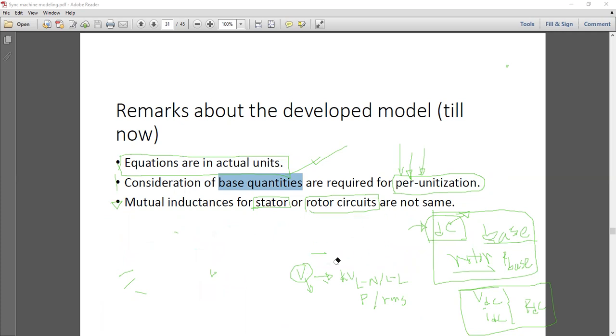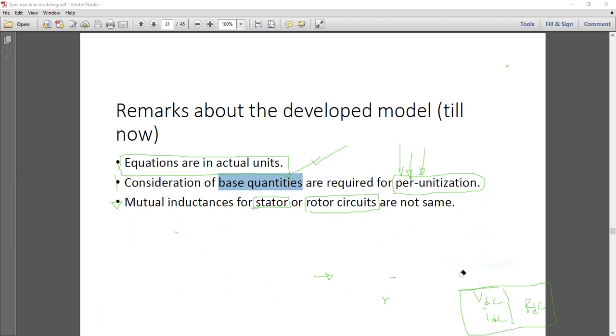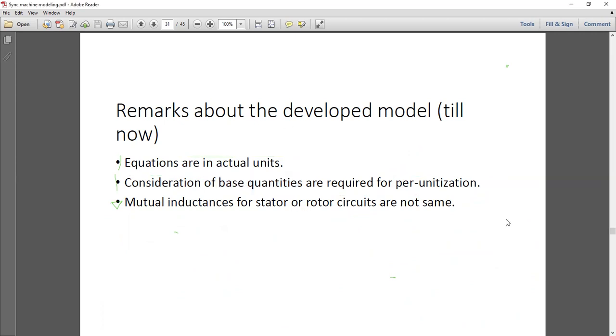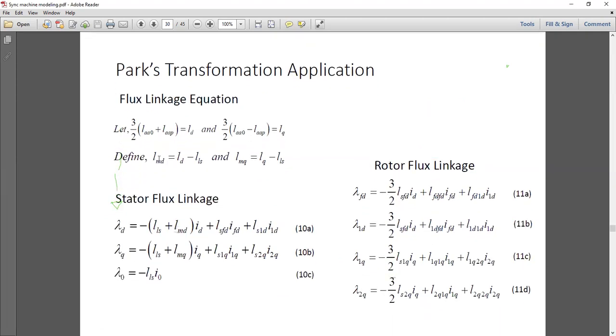So in the stator circuit mutual inductance and the rotor circuit mutual inductance, for ease of calculation we expect them to be equal. But unfortunately here, we see that LMD is the D-axis mutual inductance and LMQ is the Q-axis mutual inductance, and they are not the same. We have LD minus LS, LQ minus LS. What are the rotor mutual inductances?